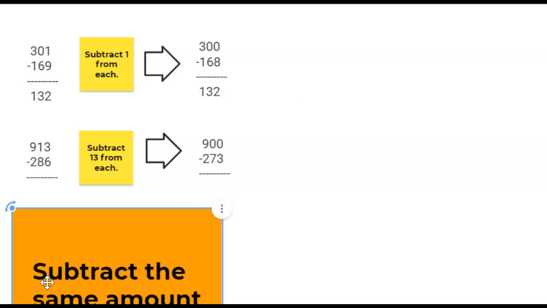Let's try a second example, the second example from the Khan Academy video. So we started with 913 minus 286. We decided to subtract 13 from both sides, leaving us with 900 minus 273. So now we just have to figure out the difference between 900 and 273. So starting with 273, we're going to add until we get to 900.